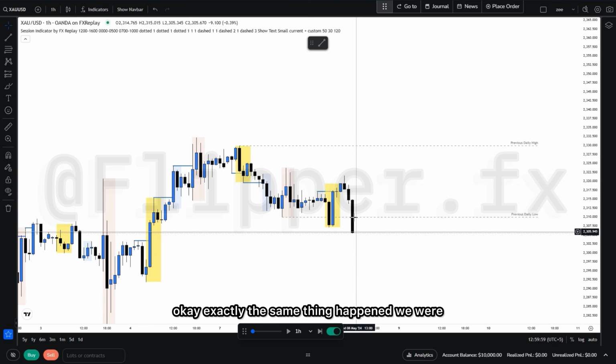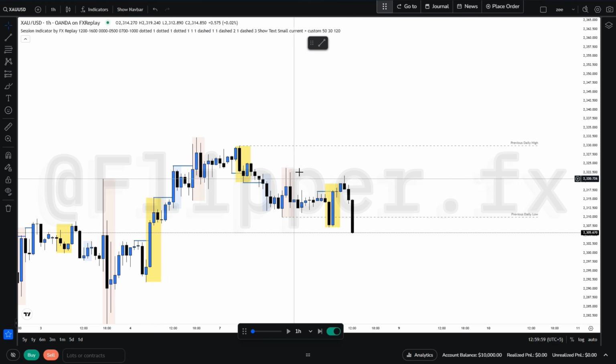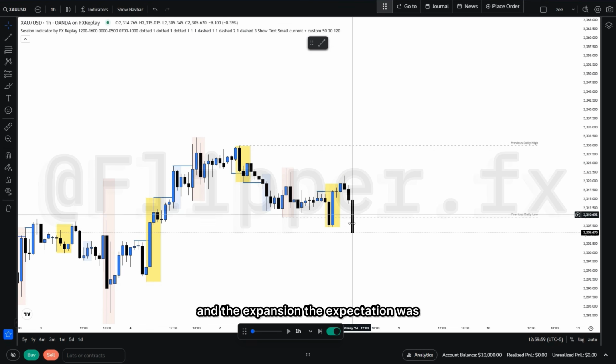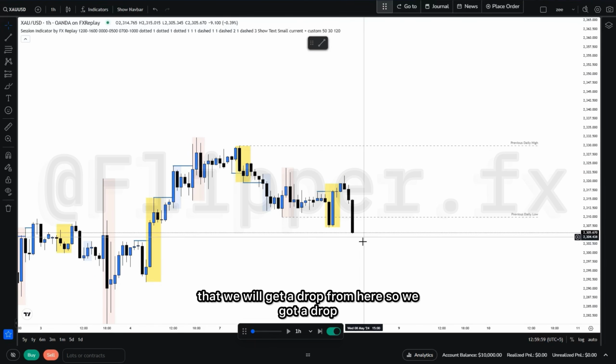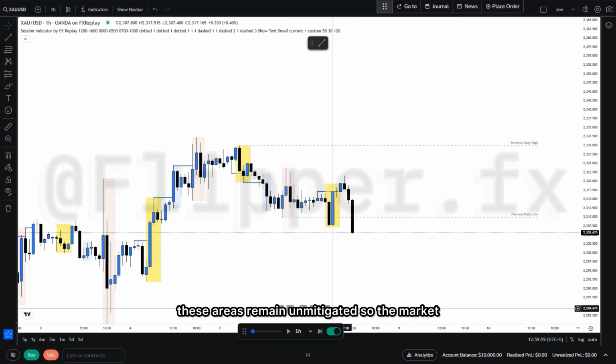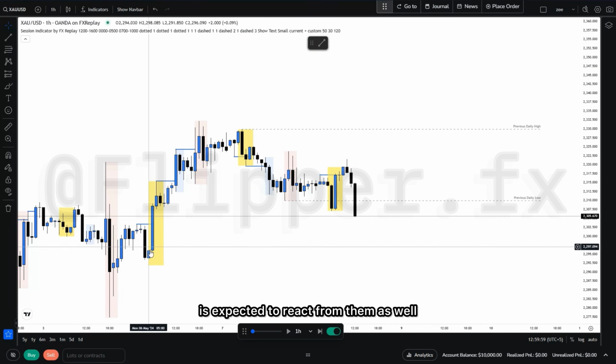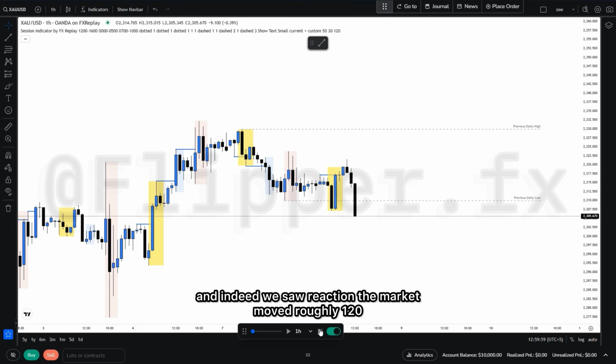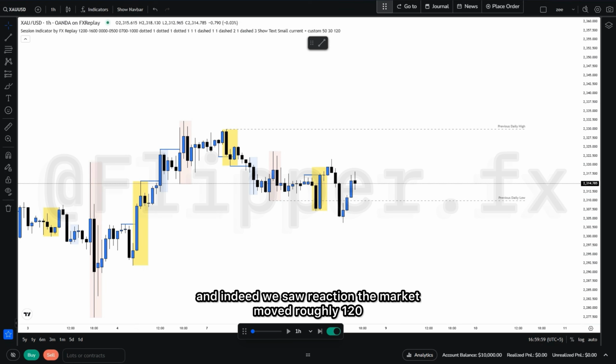Okay, exactly the same thing happened. We were looking at these areas and the expectation was that we will get a drop from here, so we got a drop. These areas remain unmitigated, so the market is expected to react from them as well. And indeed, we saw a reaction.